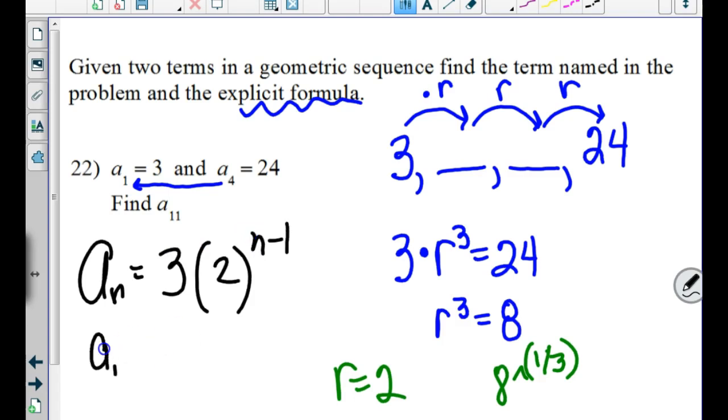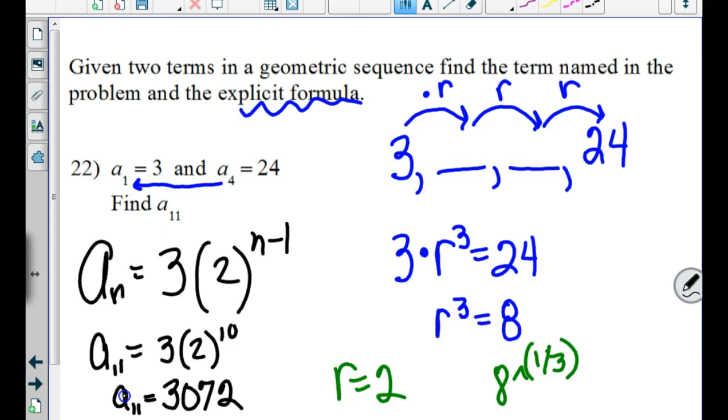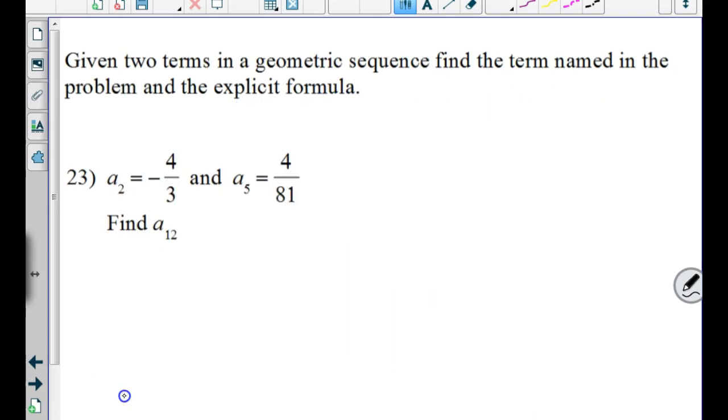So then to find the 11th term, we'd have 3 times 2 to the 10th. I got 3072. Did anybody get that? Okay, kind of hoping there's another one like this. Is there another one like this? Yeah. Ooh, yeah. Fractions and negatives.